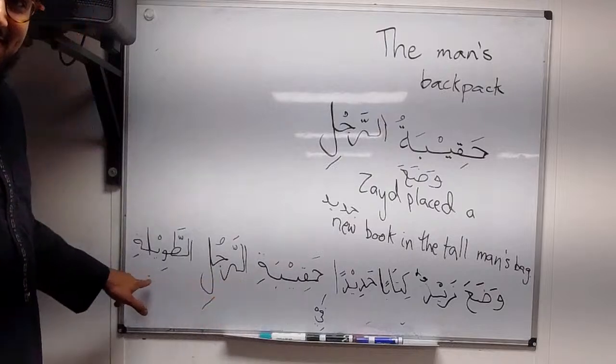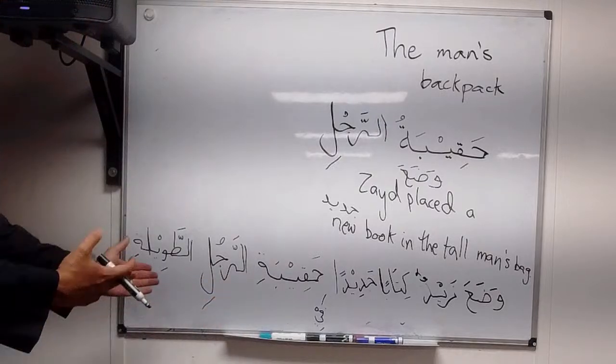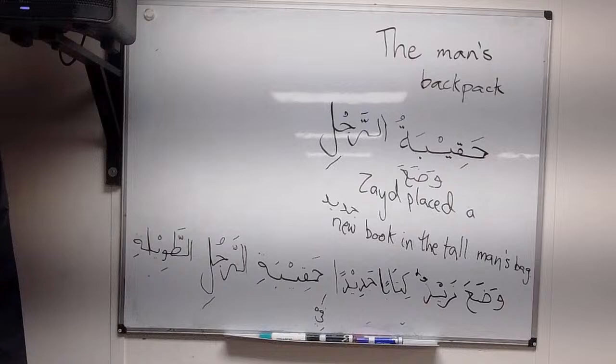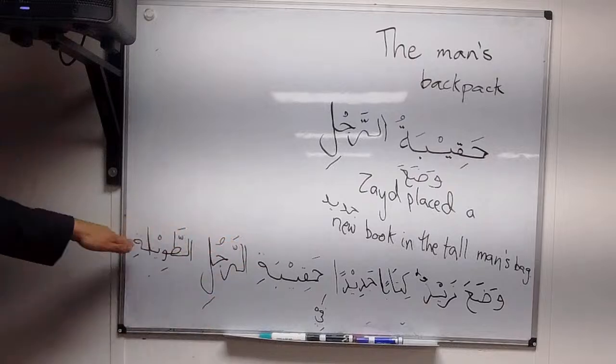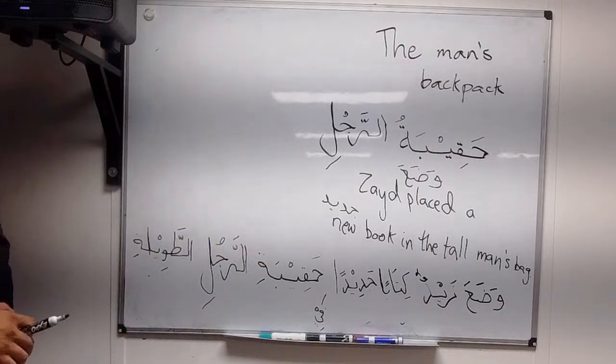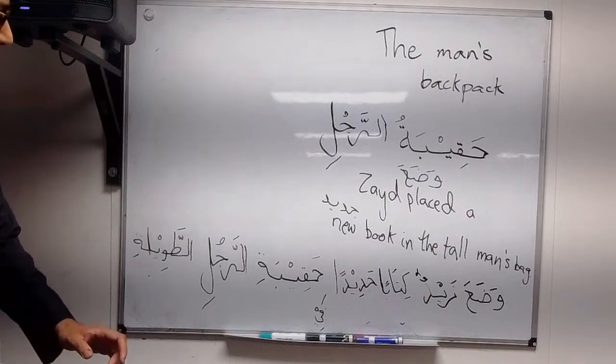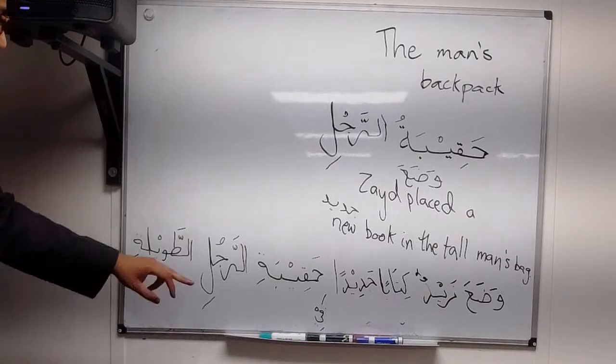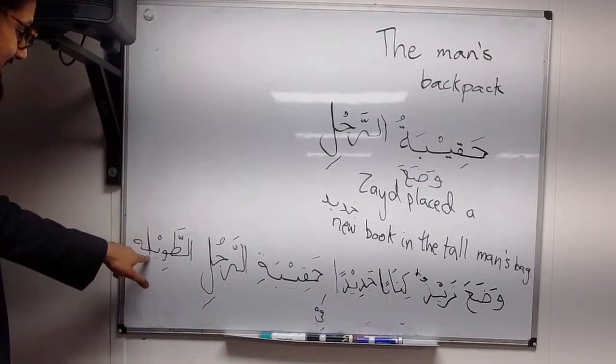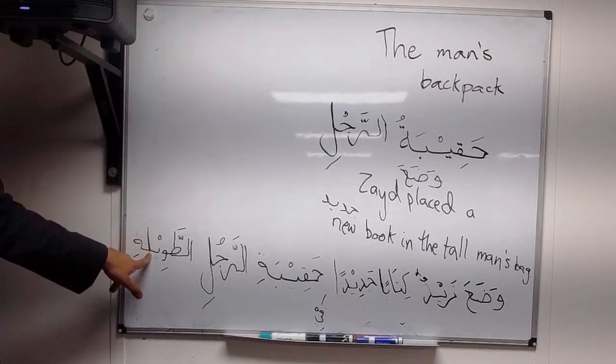You're not describing the backpack really, but in this sentence, I'm describing the backpack. Good. So what would this sentence mean? They don't place a new book inside the backpack of the tall man. No, you said the backpack of the tall man. This is the tall backpack, because it's matching the backpack. Do you see how I messed with the sentence?